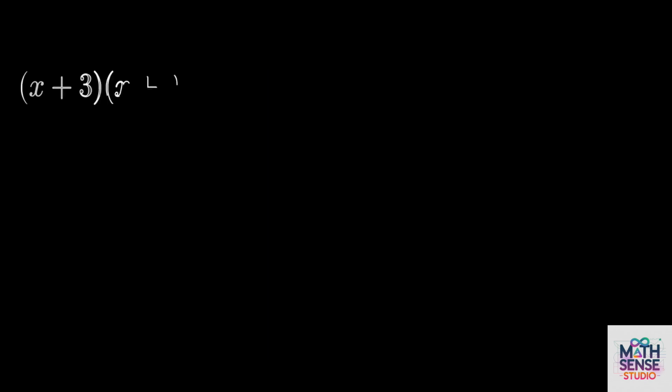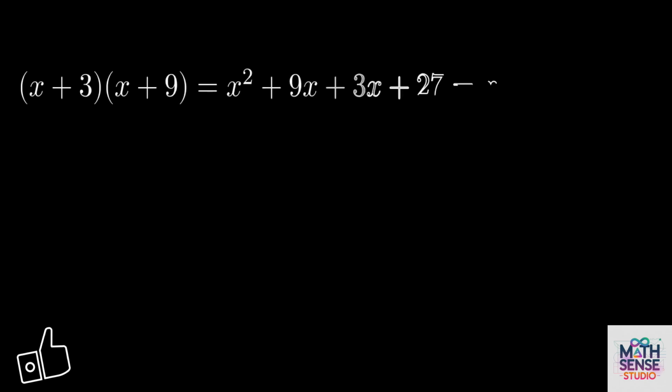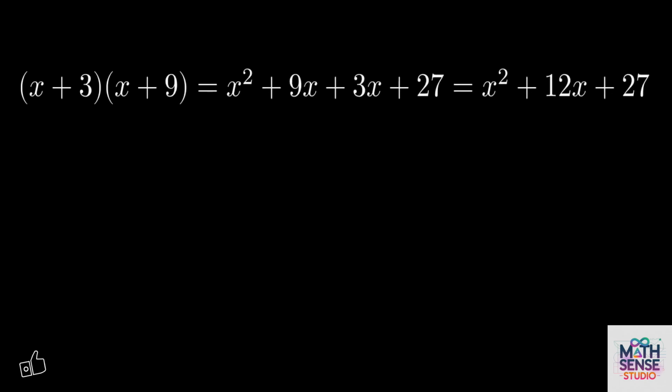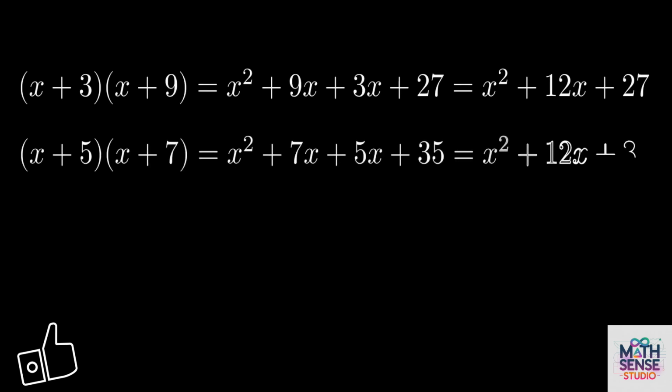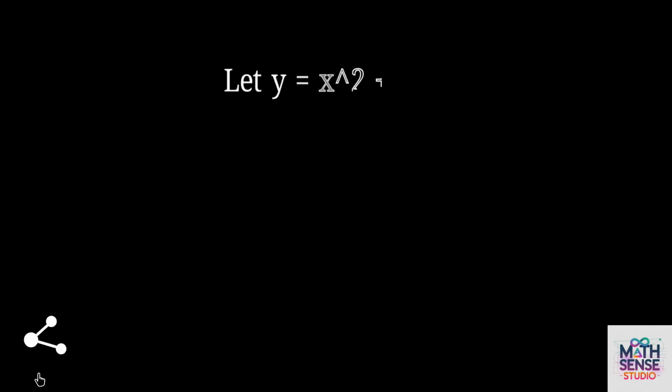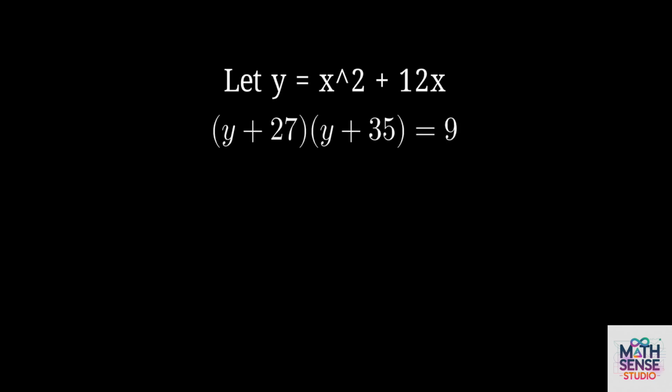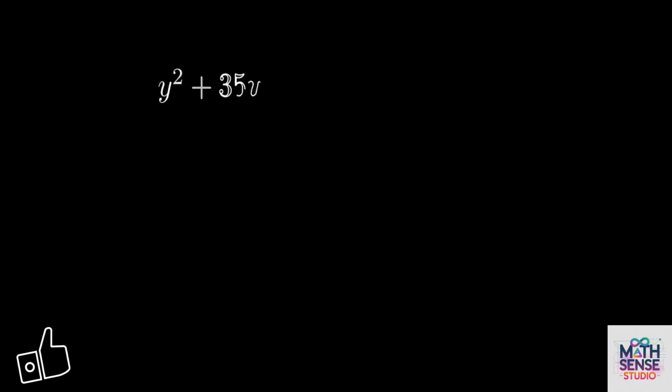So what it will do is, we'll have one common part in both the quadratic equations. As you can see, x squared plus 12x is the common part. So we can assume this part as a new variable, let's say y. So here y is equal to x squared plus 12x. So the equation now becomes y plus 27 and y plus 35, the product of them being equal to 9.